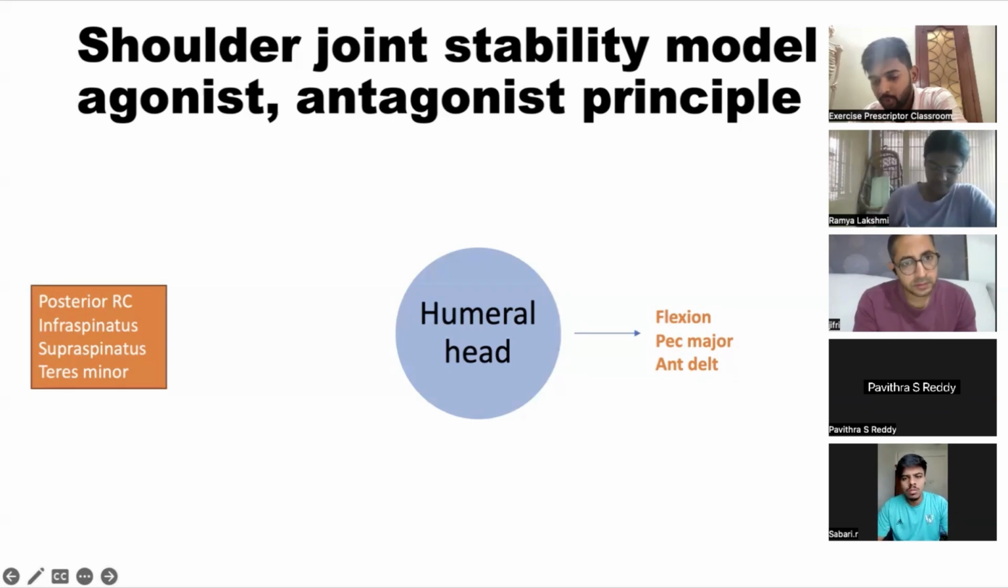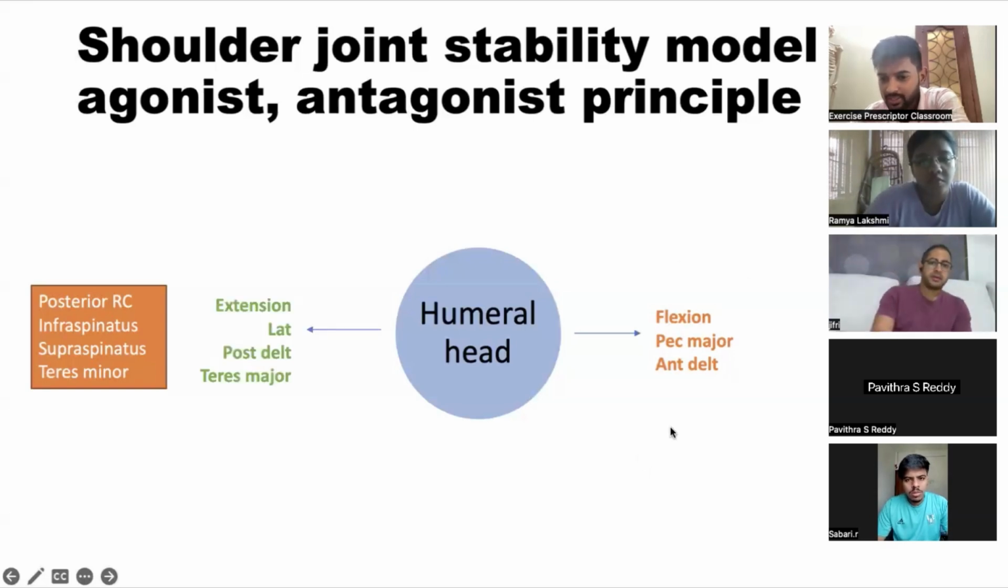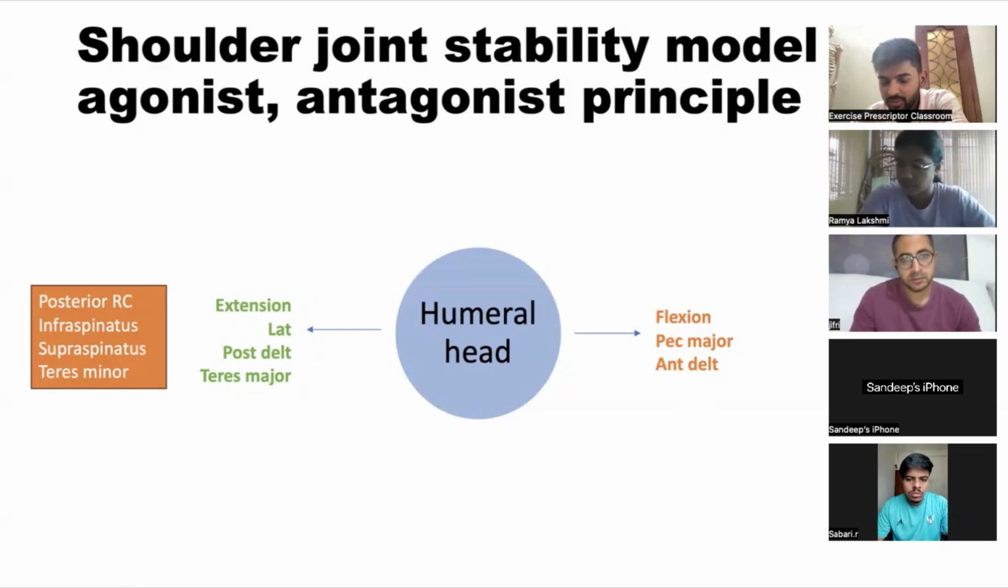So the posterior rotator cuff works as an extensor of the shoulder joint. So when I ask you what the extensor of the shoulder joint is, now see, this is an agonist, this is an antagonist, this is a stabilizer. Here we can add coracobrachialis and biceps. These muscles come under the synergist. Clear? Now tell me the extensor.